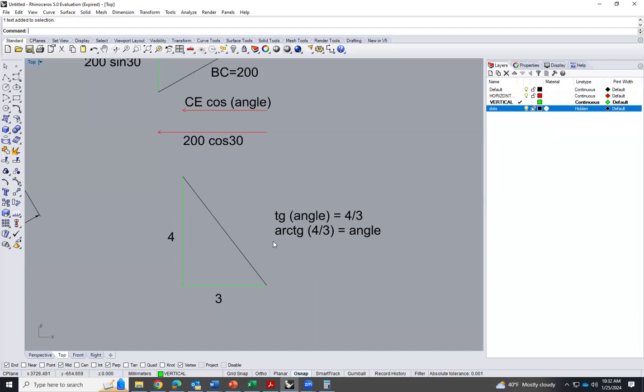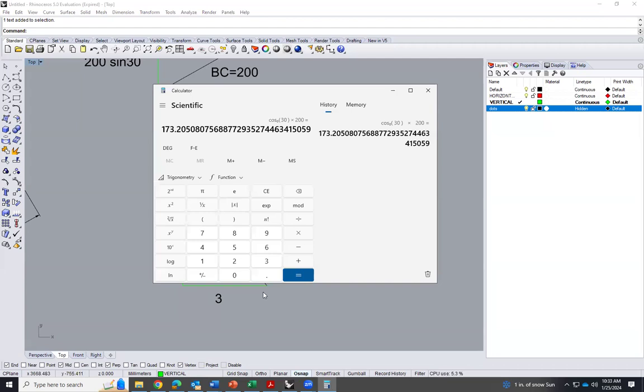trigonometry behind this. If we have the angle, if we want to calculate the tangent, we divide the vertical component divided by the horizontal component. If we have the vertical and horizontal components and we want to calculate the angle, then we have to calculate the arc tangent of 4 divided by 3. How can we do that with the calculator?